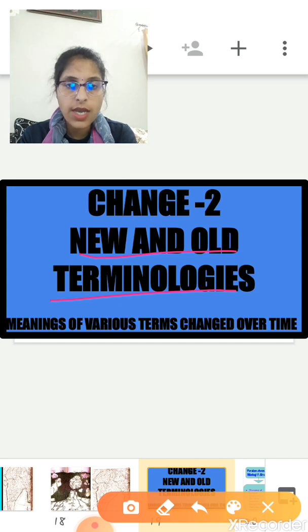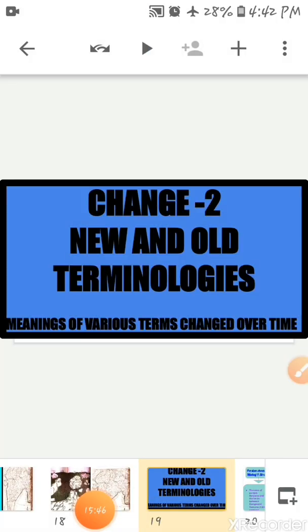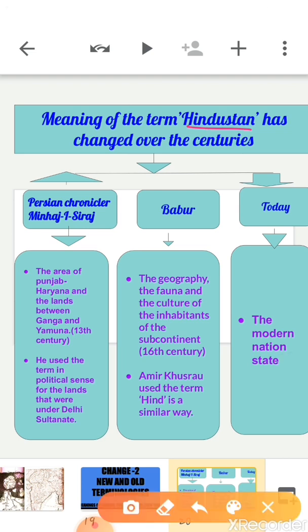We have changed considerably over the years. If the information changes with time, then language and meaning can also change. So the difference is not just with regard to grammar and vocabulary, but the meaning of words also changed over time. So here, take the term Hindustan for example first. The meaning of the term Hindustan has changed over the centuries.